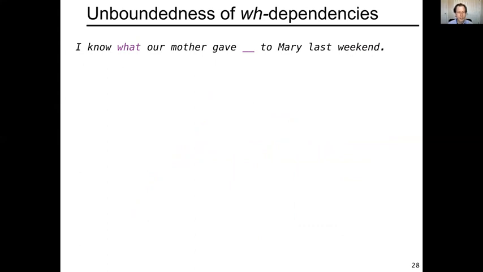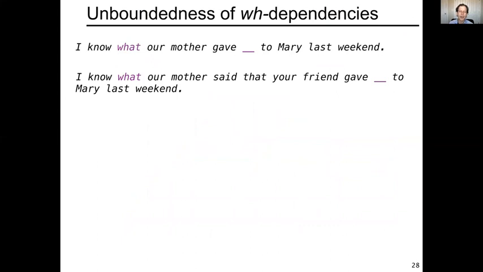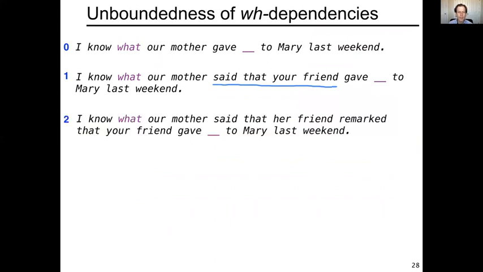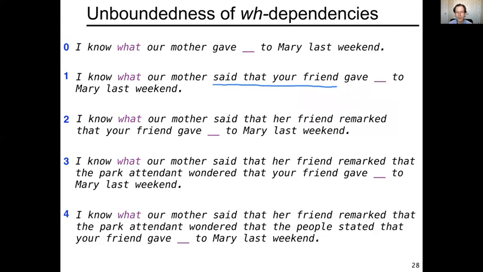So here's the simplest version of this. I know what our mother gave to Mary last weekend, and we already saw one level of embedding where we introduce "our mother said that your friend." So we increase a level of clausal embedding. We'll call those the 0 and 1 level clausal embedding versions. But you can actually extend this out to 2, 3, 4, or as many as you want in principle.